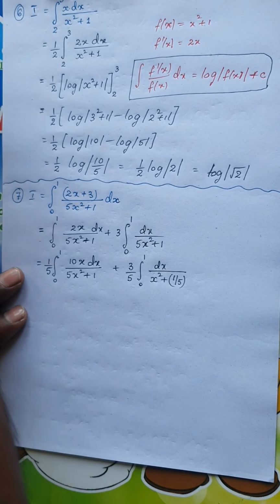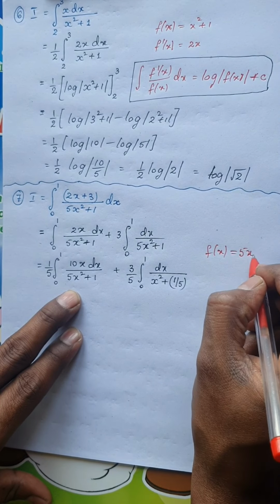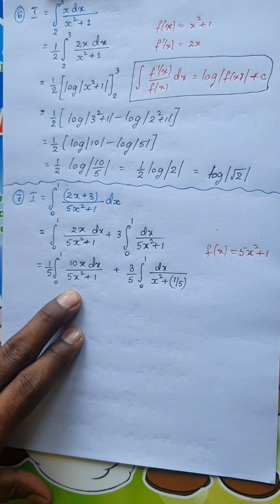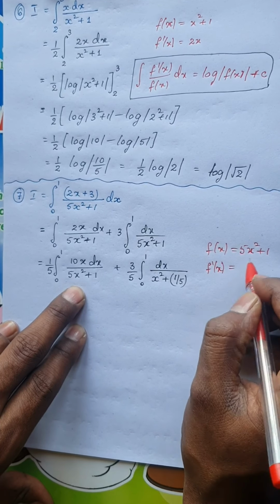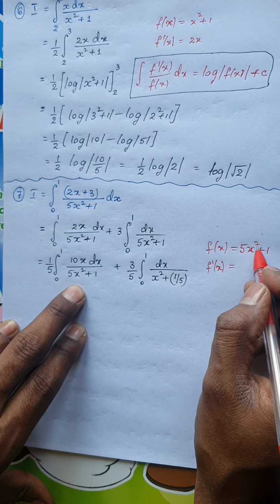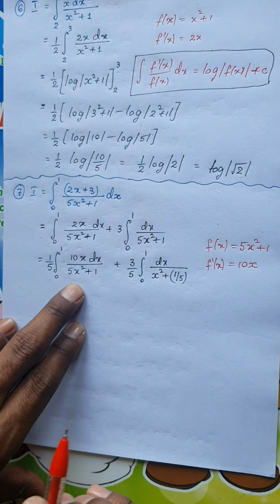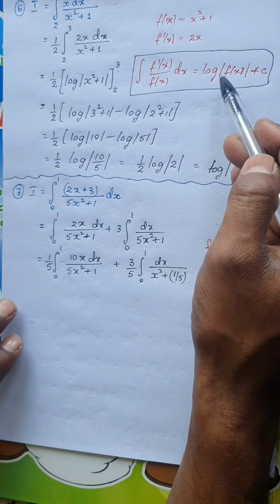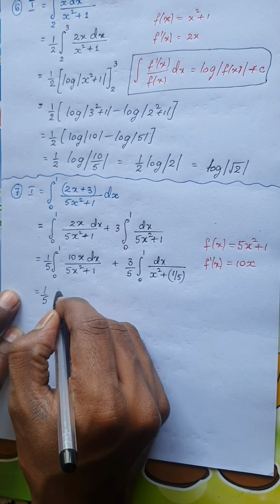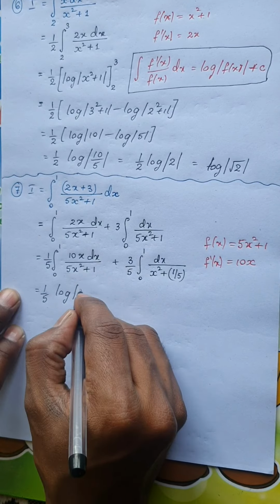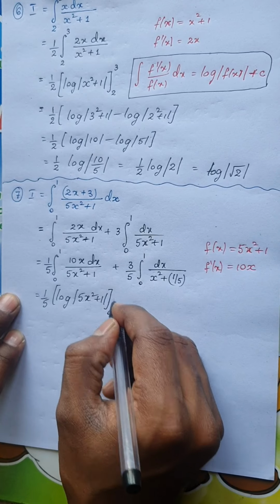Now you can look here, if I consider f(x) equal to 5x² + 1, then f'(x) would be, the derivative of x² is 2x, isn't it? So 5 times 2x is 10x, and 1 is a constant. Now this is of the form, as I told you in the previous, f'(x) by f(x) integral. So this is nothing but 1 by 2, the constant is there, log of mod the denominator, that is 5x² + 1, within the limit 0 to 1.